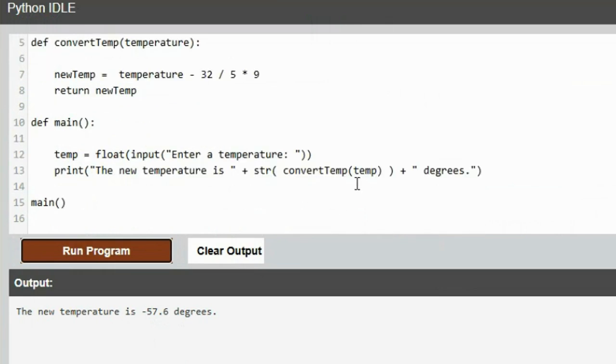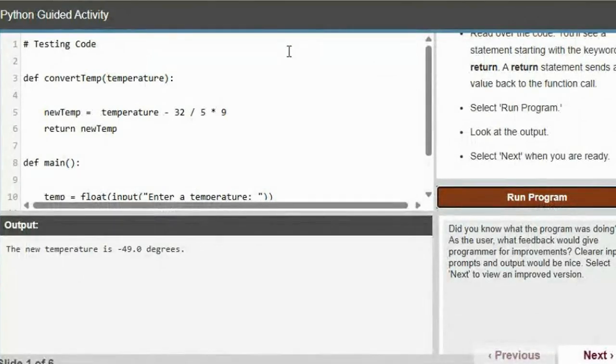So I went back and looked at the lesson that we had. And I said, oh yeah, on page 5, it gave us 6 different slides. And it started out with a bad example. When you run this program, it says enter temperature, and I say 32. It gives me negative 22 degrees. And down here it asks, did you know what the program was doing? No, I didn't. I didn't know what temperature I'm entering. As the user, what feedback could you give the program for improvements? Clearer input prompts and output would have been nice. Select next to view an improved version.